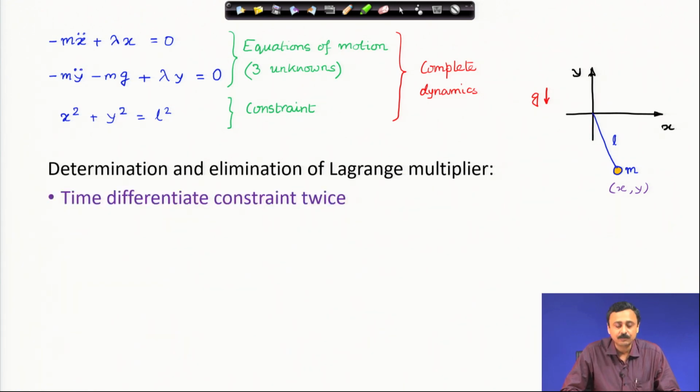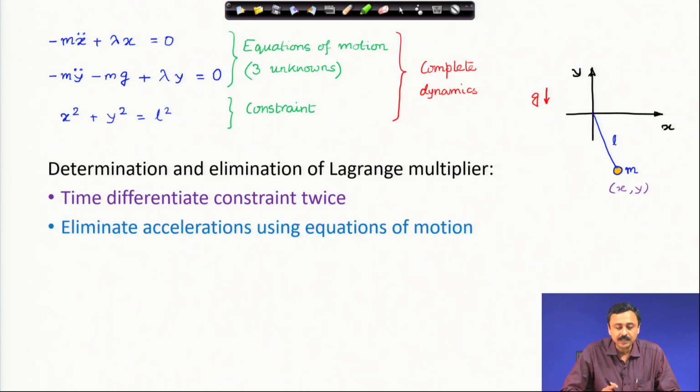The steps involved are as follows. We time differentiate the constraint. We will time differentiate the constraint 2 times. Why? So that we have x double dot and y double dot.